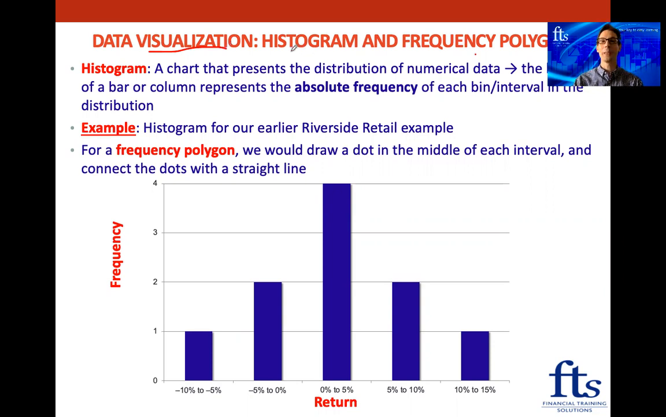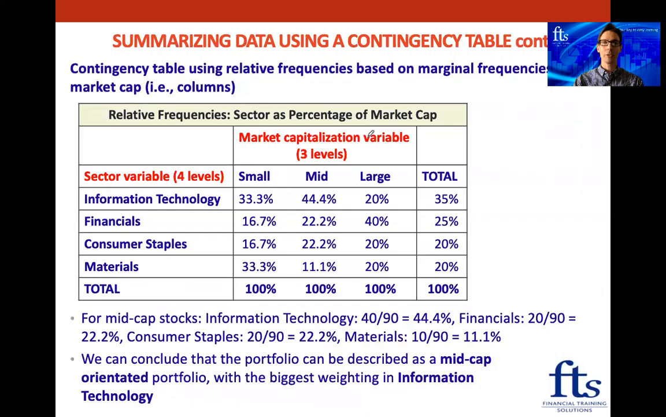So we're going to start off then with the histogram and the frequency polygon. First of all, with the histogram, all it is is a chart that presents the distribution of numerical data. The height of the bar or the column shows us the absolute frequency of each bin or interval in our distribution. So we're going to do a histogram for our Riverside retail example that we did in the previous class. Let's just go back to it to refresh our memory.